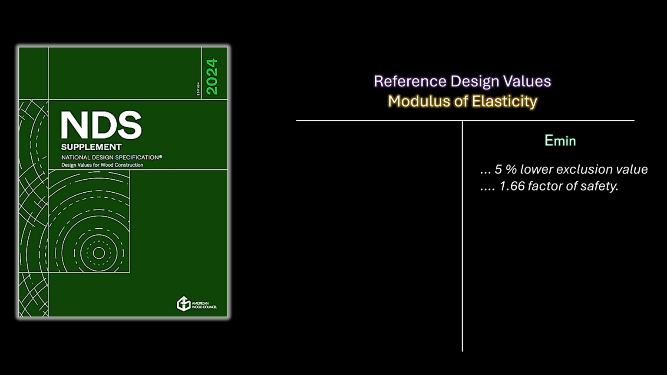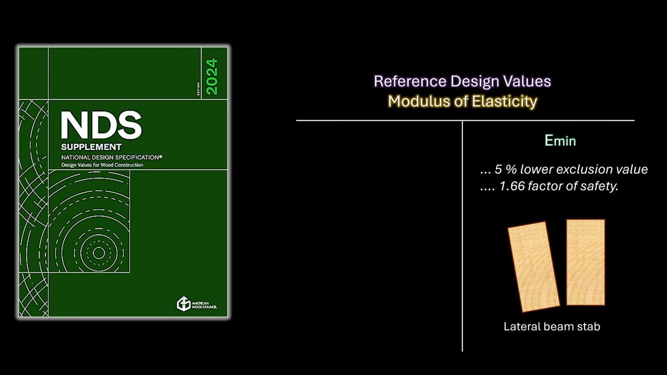This means that it is a very conservative value, which means that if you take a sample of individual lumber pieces of a particular grade and species and determine their modulus of elasticity through testing each piece, it is highly likely that all the pieces will have a modulus of elasticity that is higher than the value provided in the NDS Supplement for that grade and species. E-min is used to evaluate the lateral stability of beams and is not used in deflection calculations.